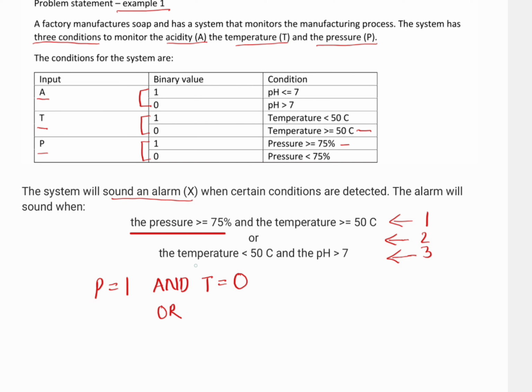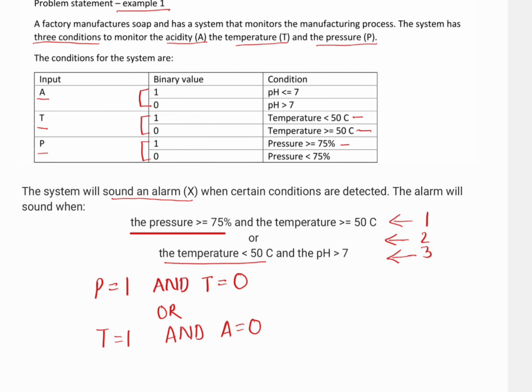And then let's go to the third statement. The temperature, again represented by T, but here the temperature is less than 50. So if you look at this, less than 50, T is equal to 1. The AND gate is as it is, AND. And then we have got the pH, which is represented by A. Greater than 7 is equal to 0. So this is the explanation for this whole thing.